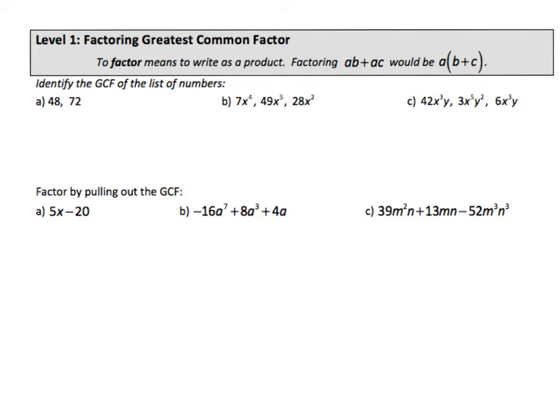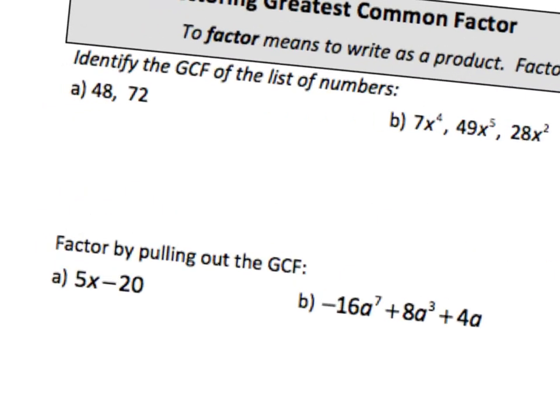Okay, so for section 3.1, level 1 is factoring with the greatest common factor. So we've got a couple different examples, two different types: just saying what the greatest common factor is, and then factoring a greatest common factor out of an expression, and then writing the leftovers with variables. So if you look at A, we've got the numbers 48 and 72.